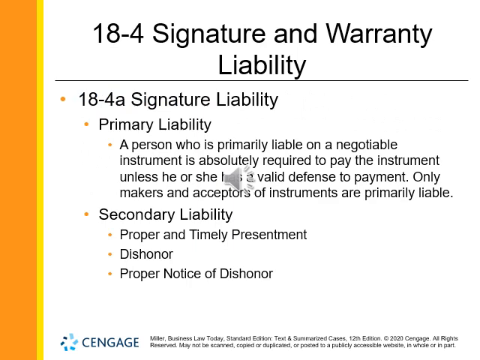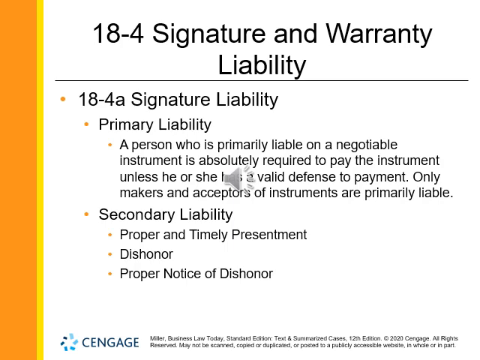Signature and warranty liability. Under signature liability, primary liability belongs to the person who, on a promissory note, has unconditionally required to pay the instrument, unless, of course, he or she has a valid defense of the payment. Only makers and acceptors, drawees that promise to pay when the instrument is presented, are subject to primary liability.